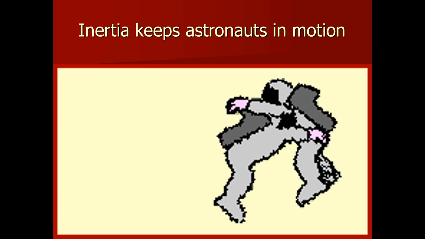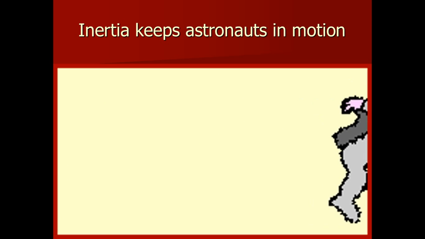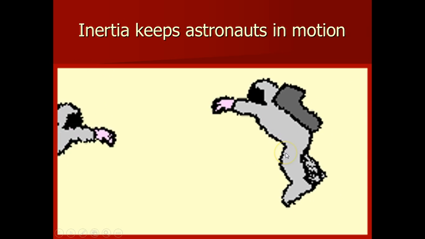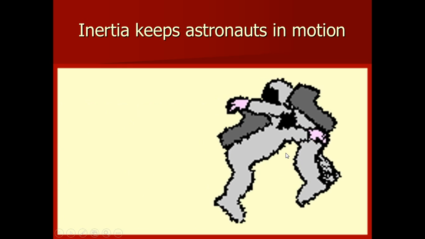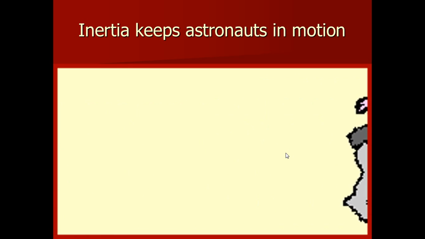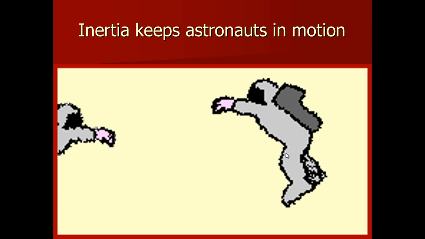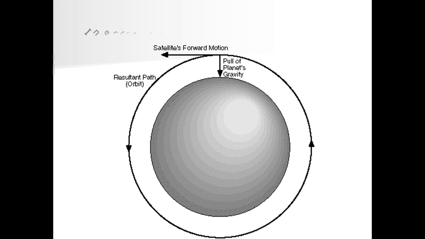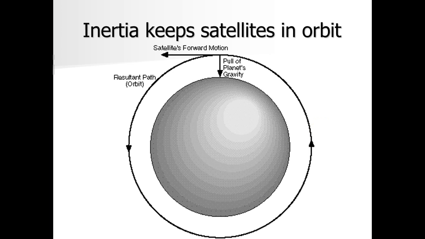So, here we have the astronauts again. The first astronaut is going to continue staying still until he's acted on by the force of the second astronaut. Those two astronauts are going to stay in motion until they're acted on by a third force that would make them stop. Inertia is what keeps satellites in orbit.